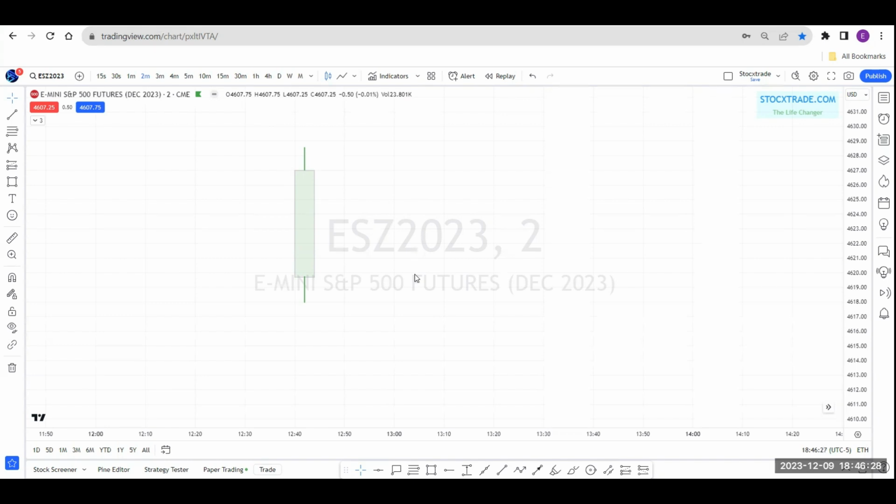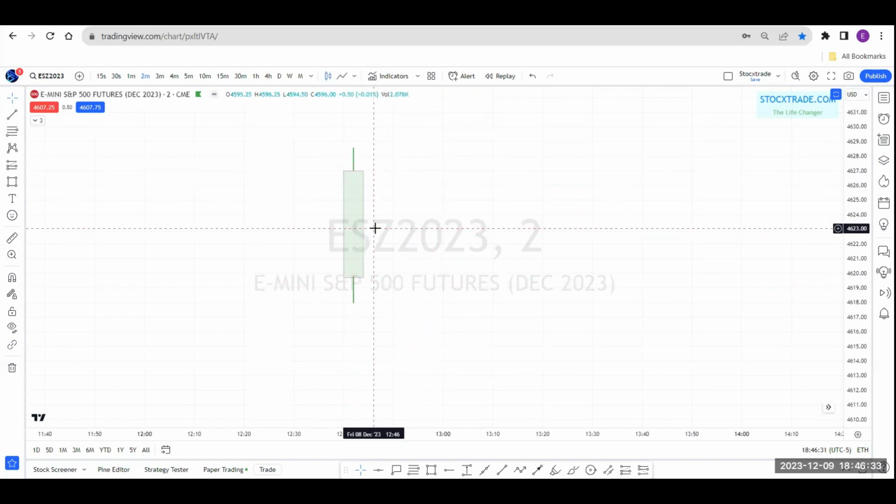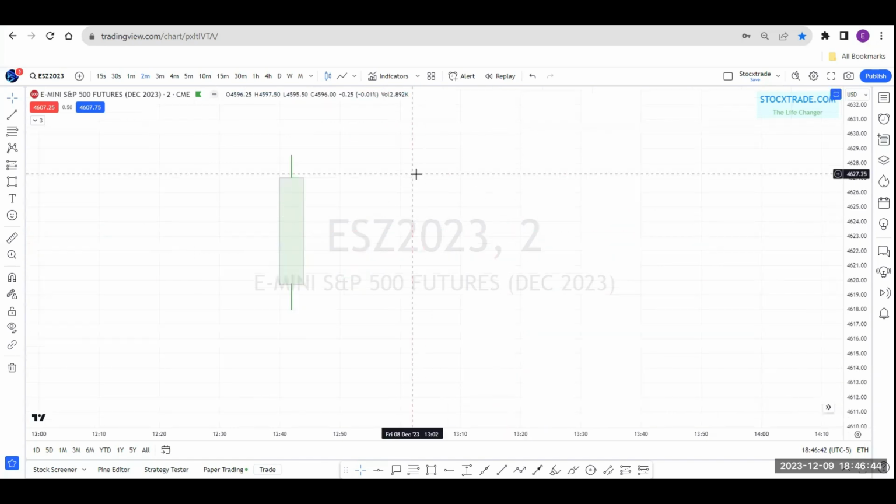Okay, I think we can proceed in English. So first of all, the candle types: there will be two candle types. One will be the undecided candle, and the second one will be the momentum candle.